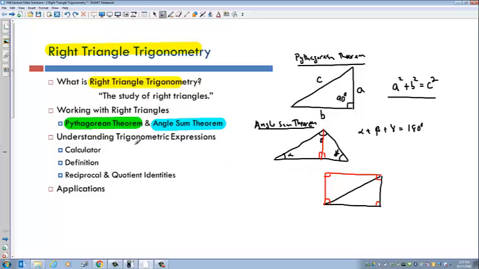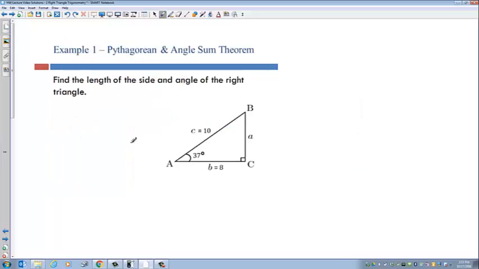All right, so let's do a problem using these two ideas. We're going to find the length of the side and the angle of the right triangle. So the first one, length of the side. Here we want to find what A is equal to. It's really simple. It's just the Pythagorean theorem because you have a right triangle. So let's just write down the Pythagorean theorem.